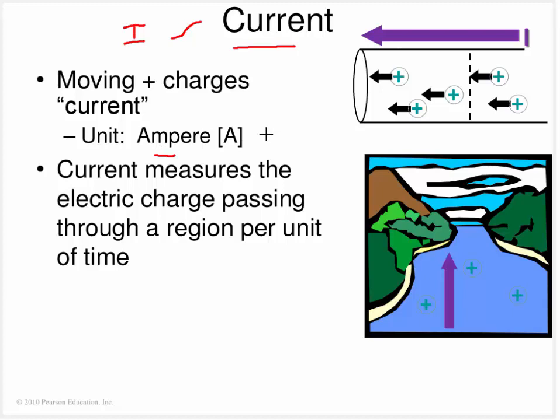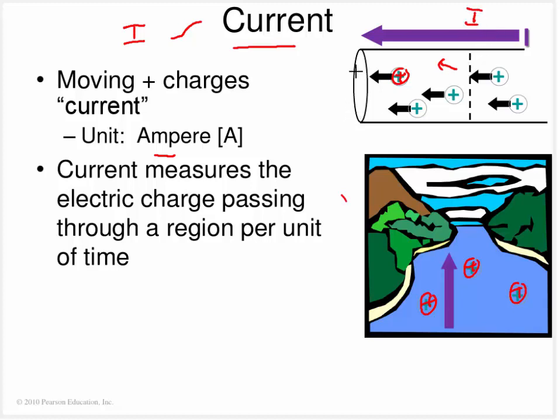Now, we can think of positive charges flowing down a river, and it's the flow of these positive charges that is the current. So one thing to bear in mind is if I have some positive charges flowing in this direction right here, then I'm going to say I have my current flowing in this direction.